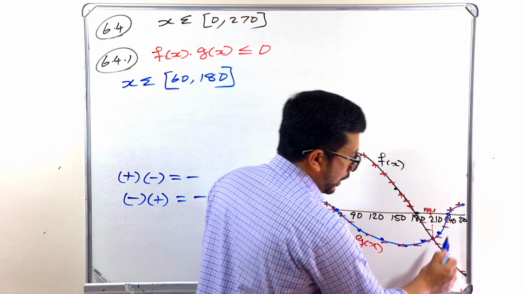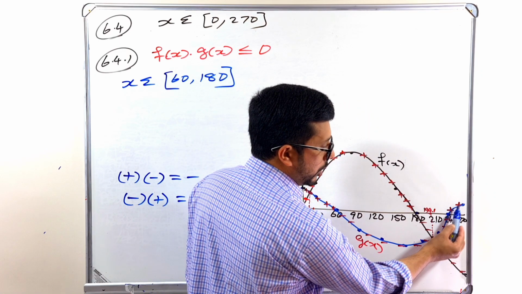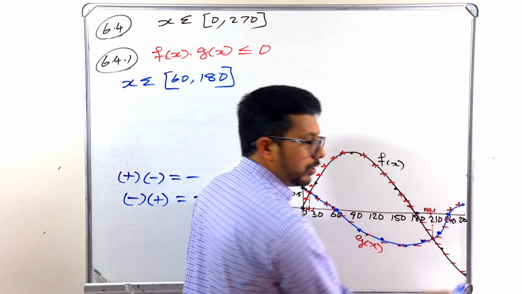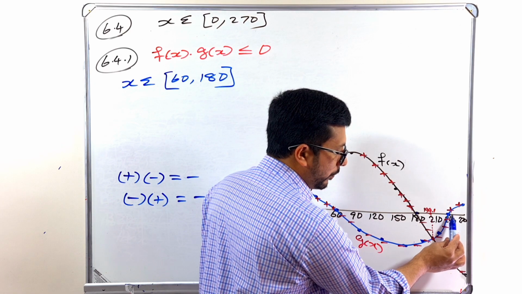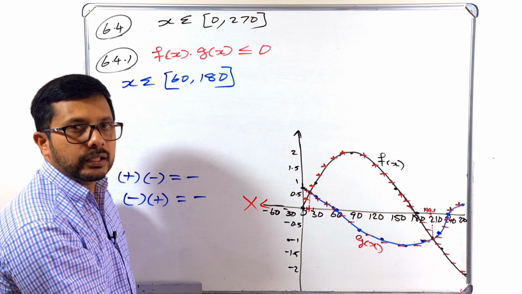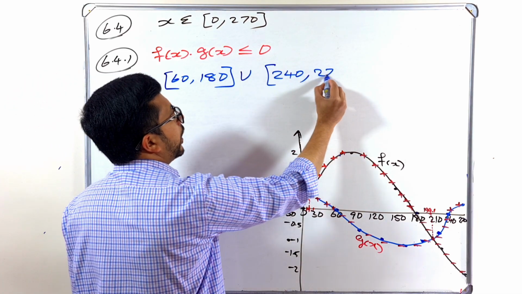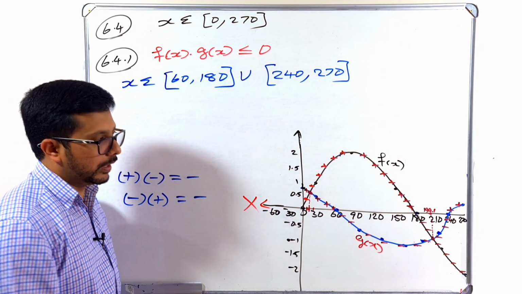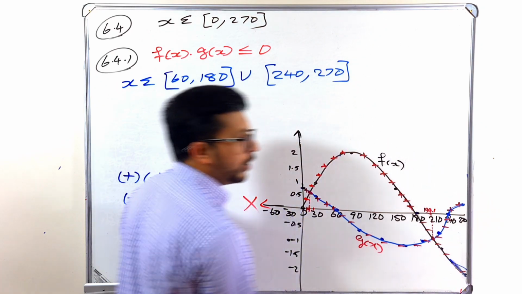Okay. Then after 240, what is happening? This graph is positive. Can you see that? But this one is negative. So if you multiply these two, positive into negative, negative. That is what we want. So from which x value to which x value? From 240 to 270, one graph is above the x-axis and the other graph is below the x-axis. Can you see that? This is above the x-axis and this part is below the x-axis.